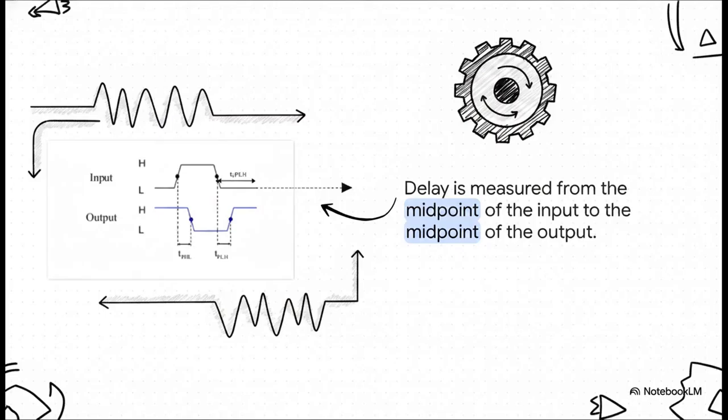Now you might wonder, how do we measure this consistently? Well, the standard way is to measure from the midpoint, the 50% point, of the input's transition to the midpoint of the output's transition. This just gives us a really consistent reference point for both rising and falling signals.